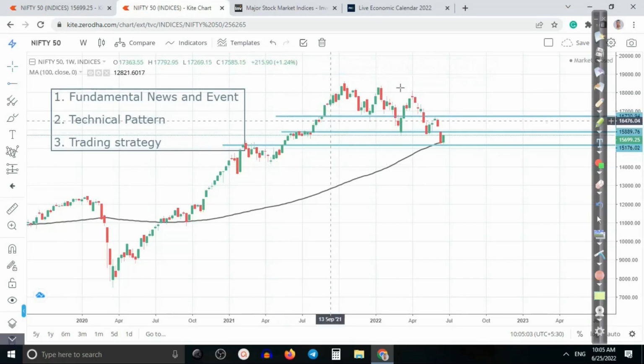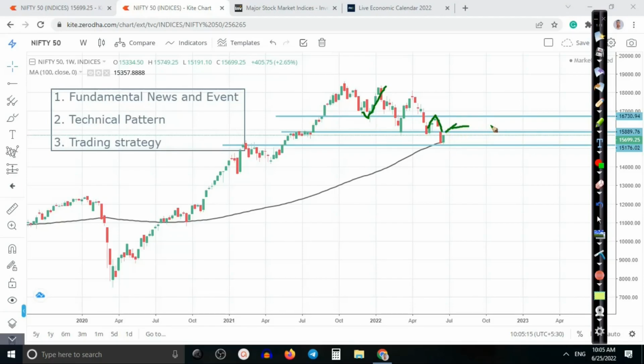Why is it important? Price is rejecting from this level, and the price rejecting from this level means once they break this level at almost 15,900, the next target will be around 16,700. That will be our next target. So we are expecting that next week price may retest this level. Okay, let me show you in a smaller time frame, that will be the daily time frame.